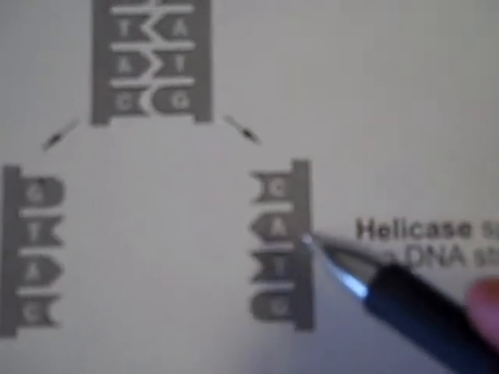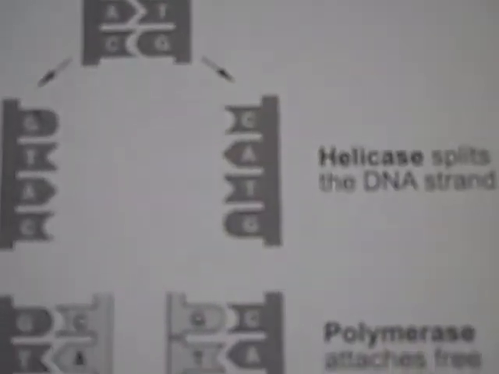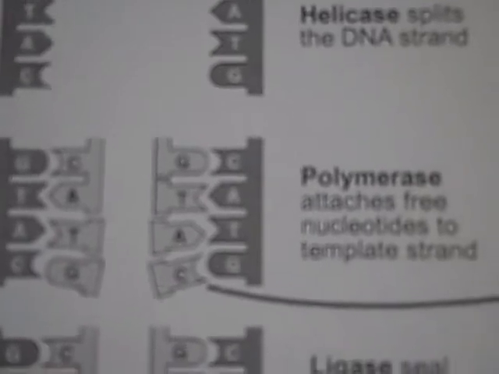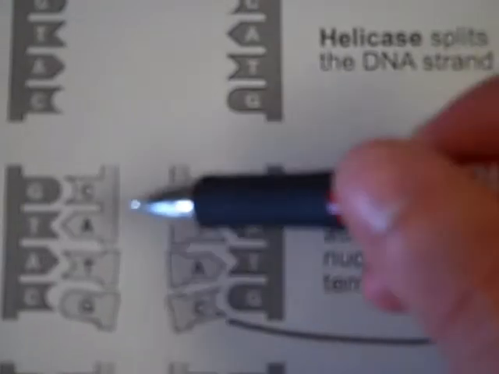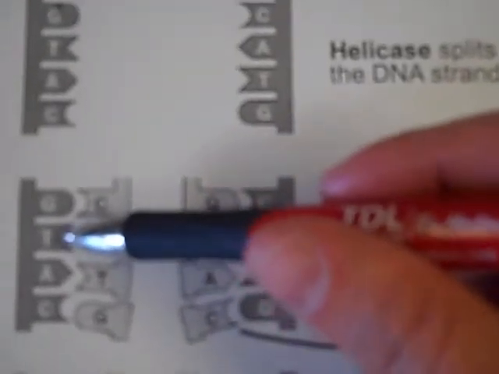Now each of these is going to be the original strand of DNA. So helicase does the unzipping. Then you will have another enzyme called polymerase, and its job is to use the original sequences, the dark ones here, as a template in which to create the new DNA. Polymerase will bring in base pairs and match up the G with the C, T with the A, all the way down the line. So polymerase will attach those free nucleotides to that template strand.